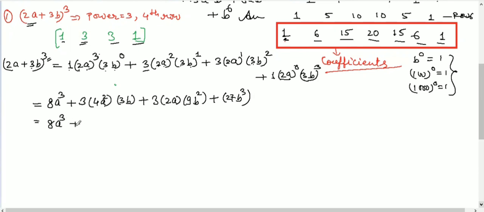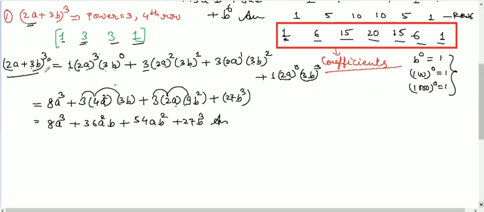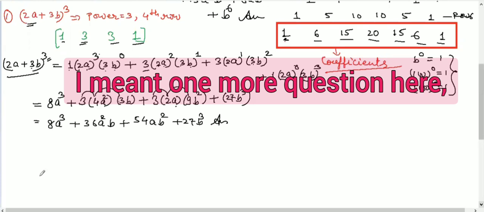One more step we will do here. 8a cube plus, number will multiply by number. So 3 multiplied by 4 is 12. 12 multiplied by 3 is 36a square b. Then we write the variables. Then plus 3 multiplied by 2 is 6. 6 multiplied by 9 is 54, and the variables are a and b square, plus 27b cube. So this is the answer of 2a plus 3b whole to the power 3. We expanded this by using Pascal's triangle. Now one more step I'm going to take here.